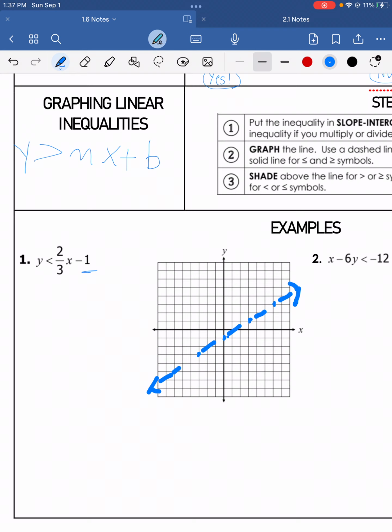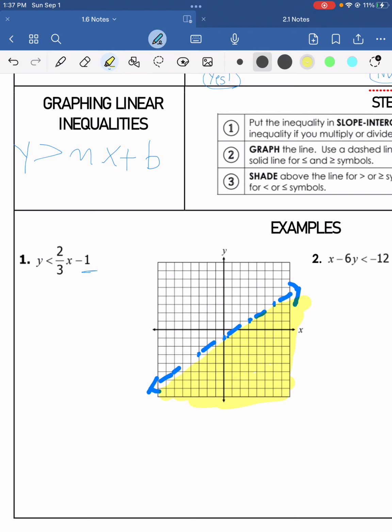Okay. Now, an inequality has multiple solutions, okay? The solution set will be an area. It's not like when we graph lines, where the line is your solution. Here, it's a whole area. And you have to determine, are you going to shade above or below it? Since it says y is less than, we're going to shade below it. So my solution set will be everything below the dotted line.